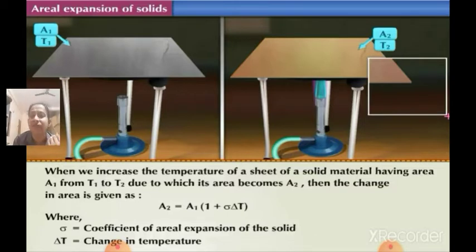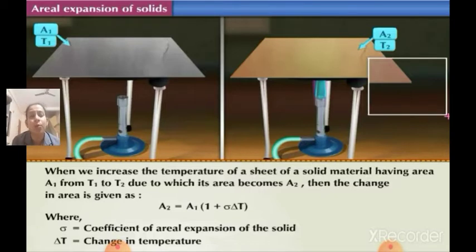So it is the same way we found it for the linear expansion. Here, instead of the length, the area is increasing because of the increase in the temperature from T1 to T2, and therefore again we are writing the same formula. Instead of writing L, we are writing A, and here we are taking the coefficient of areal expansion as sigma. There we had used a symbol called lambda.